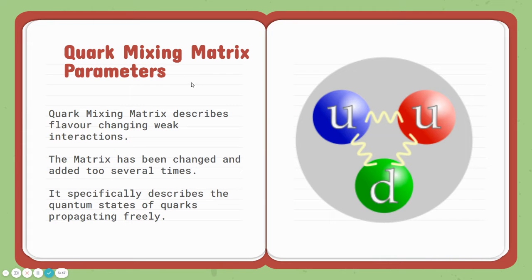Another one is the quark mixing matrix parameters, another part of particle physics. The quark mixing matrix describes the flavor and the changing weak interactions of these fundamental particles. The matrix has been changed and added to several times, and it specifically describes the quantum states of quarks when they're propagating freely. Quarks are a fundamental particle that are smaller than our protons, neutrons, and electrons. Didn't know those existed, huh? Well, they do.